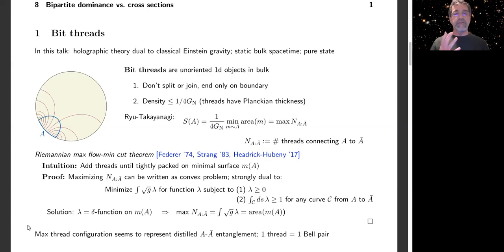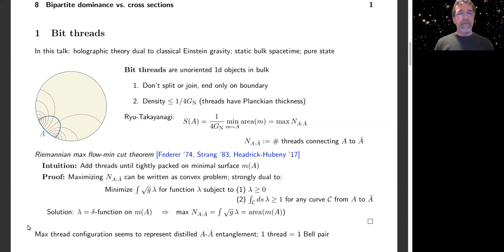Yeah, other ideas have been put forward about how you should think about bit threads in terms of the quantum error correction story, and Horacio Casini and collaborators have explained that they should be thought of in terms of something called intertwiners from an algebraic quantum field theory point of view. But since I don't really understand that idea, I'm not going to discuss it.